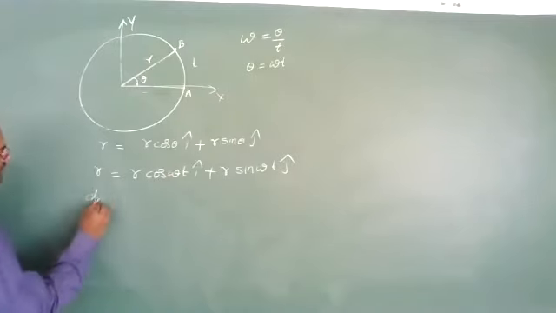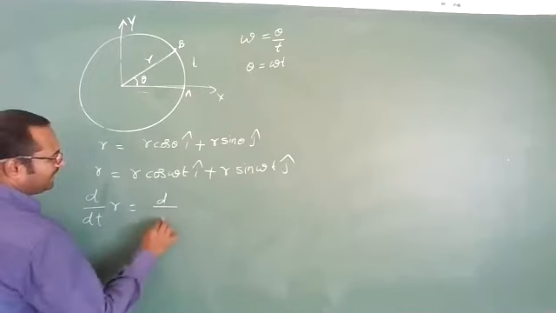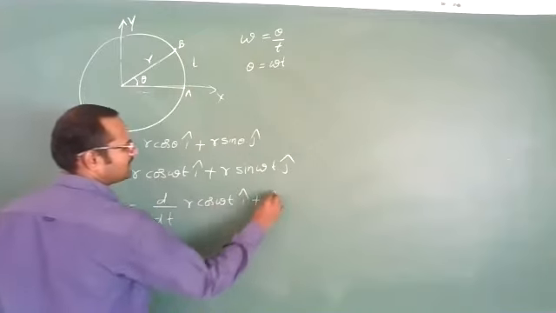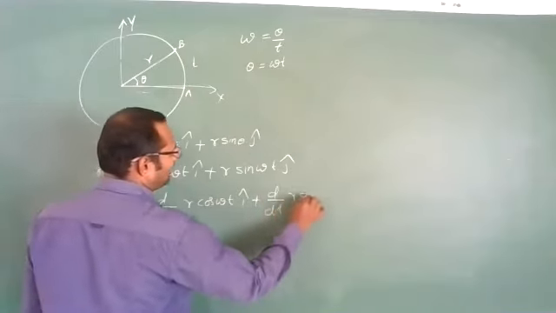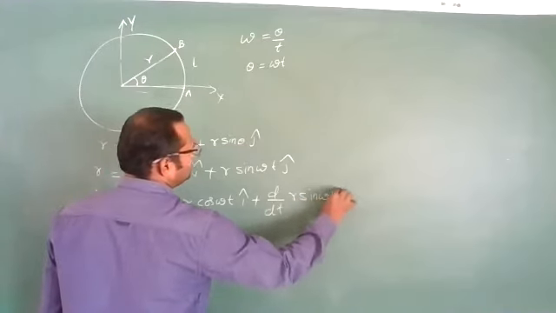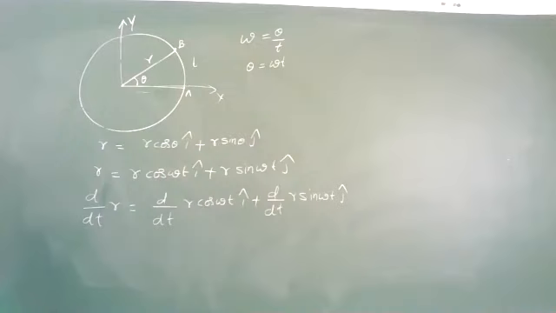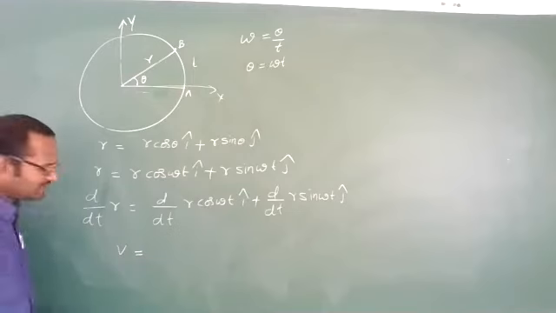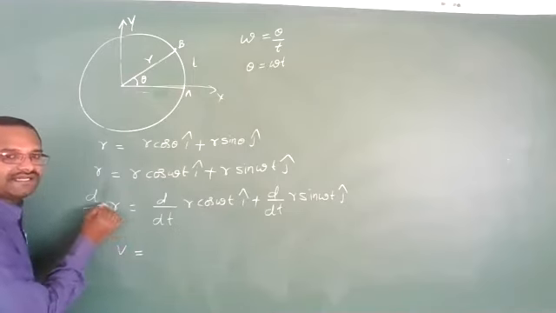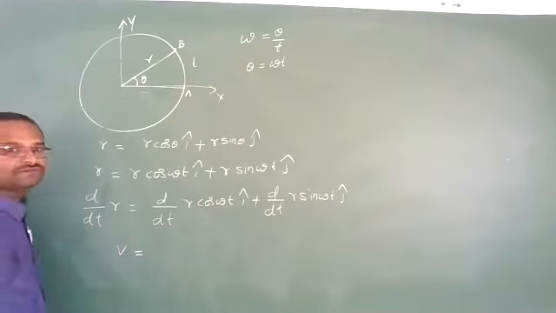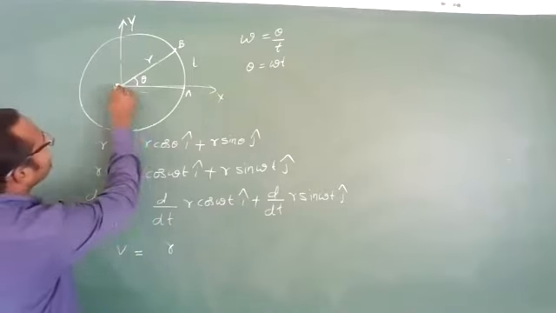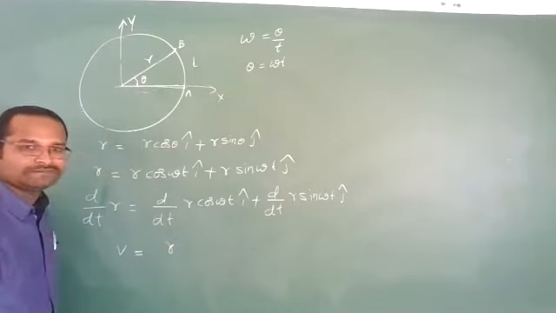Now take differentiation with respect to time. You get d by dt of r cos omega t i cap plus d by dt of r sin omega t j cap. So what is dr by dt? Nothing but velocity. Rate of change of distance is nothing but velocity. r is constant, we can take it outside. Radius of the circular path is constant.